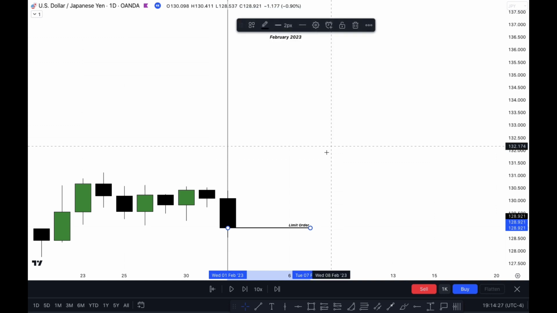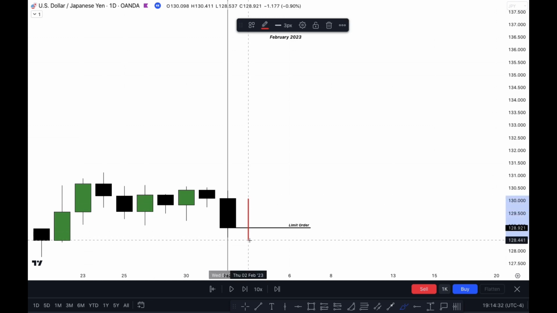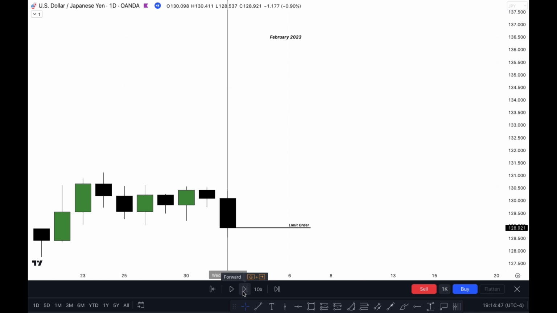You're looking to go long on weakness, meaning the next daily candle shall open, drop down, and trigger you into the market long. That's what's going to happen. The market's going to open, drop down, trigger you long. That's what we're anticipating to occur here. Now, let's see what happens the next trading day. So we'll play it forward one day.